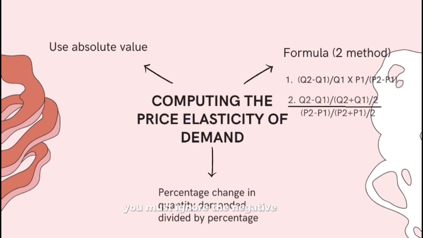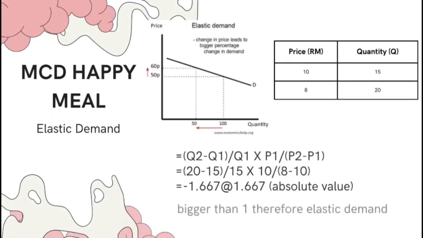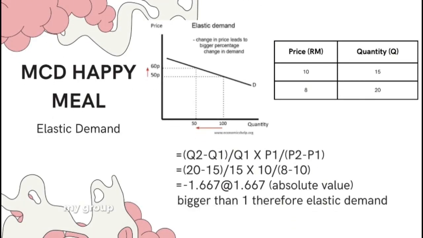We must ignore the negative sign and use the absolute value. Then the percentage change in quantity demanded is divided by the percentage change in price. Finally, we can get the absolute value for each graph. For this presentation, my group decided to use the McD Happy Meal as an example. My first graph is elastic demand. As you can see, this is what the graph of elastic demand looks like.